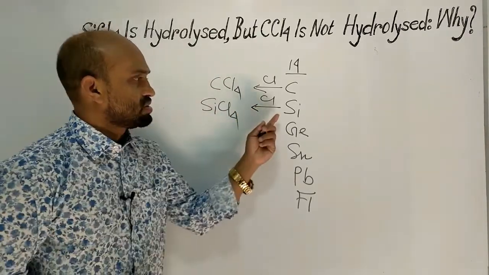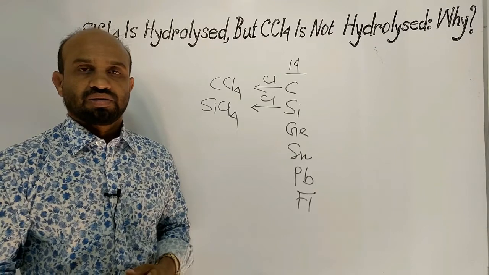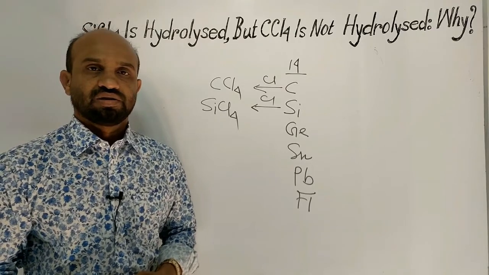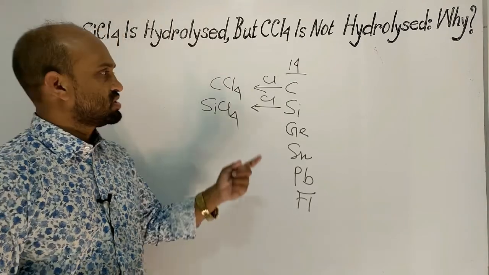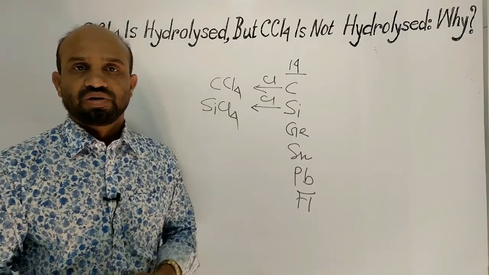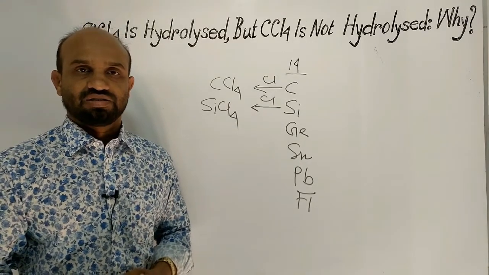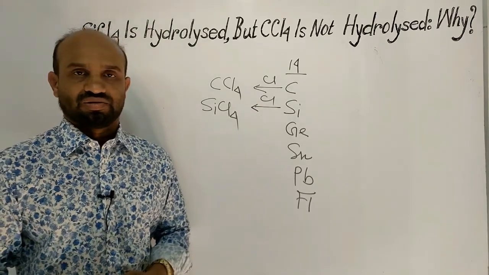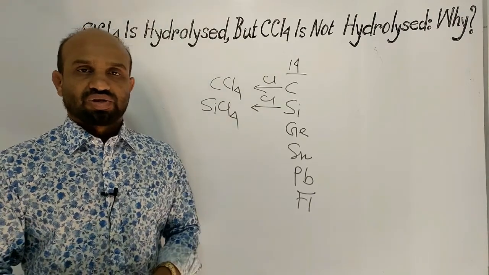We know elements of a particular column have the same valence electrons and the same valency, and hence the same chemical properties. Considering this point, carbon tetrachloride and silicon tetrachloride should be the same in chemical properties, but silicon tetrachloride is hydrolyzed, carbon tetrachloride is not hydrolyzed. This is today's lesson. We are going to learn the reason behind this. Let's go to the detail.